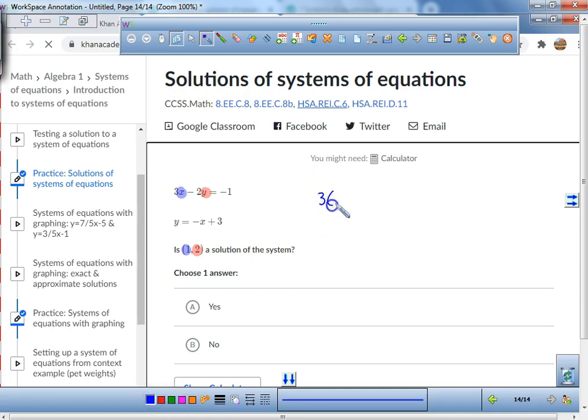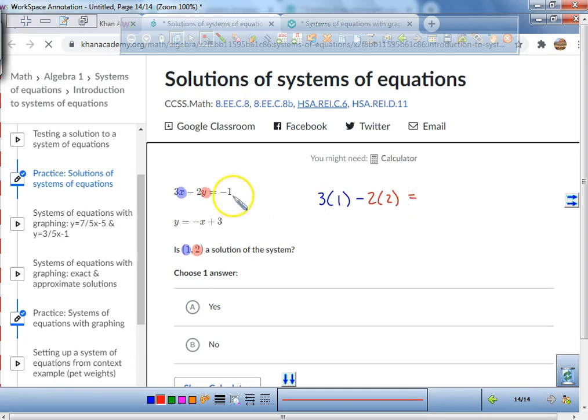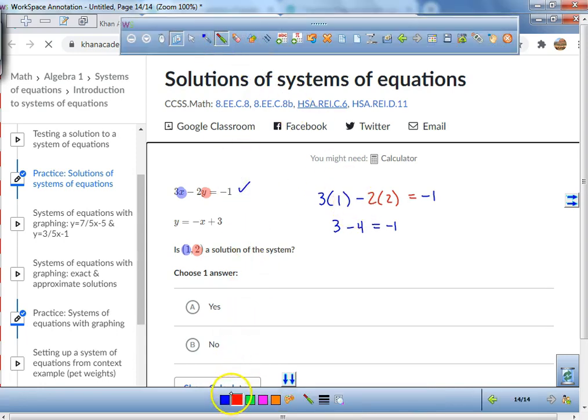Got 3 times 1 minus 2 times 2. And I'm seeing if that is equal to negative 1. Here we go. 3 minus 4 does equal a negative 1. So 1, 2 is a solution to this one. Now I'm going to check to see if it's a solution to the other one.